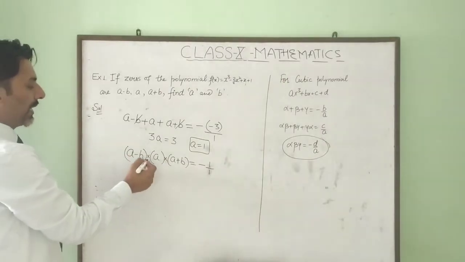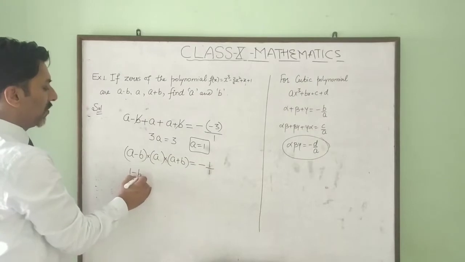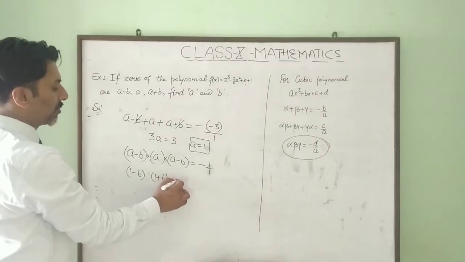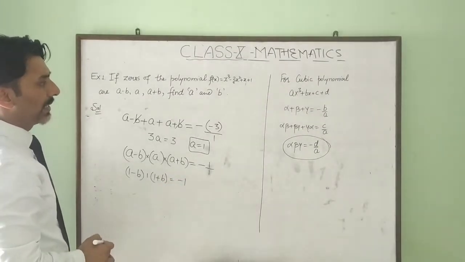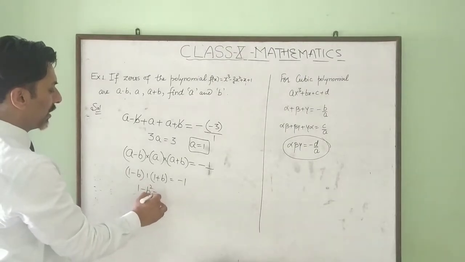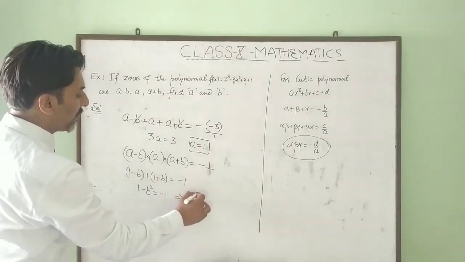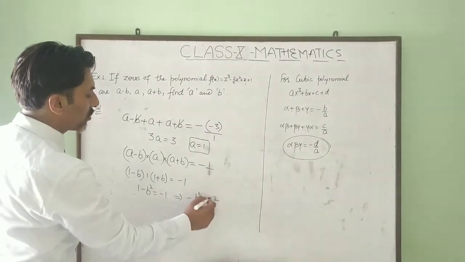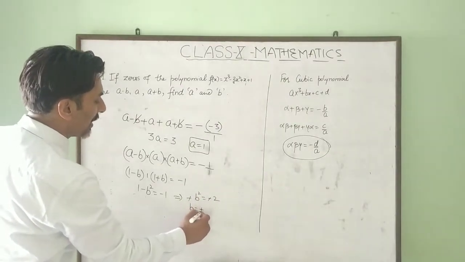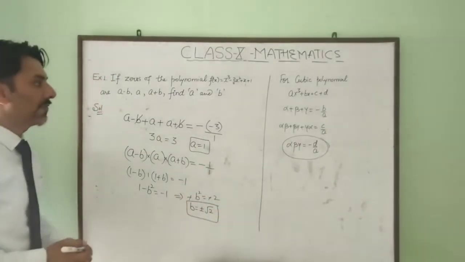Now the value of a is 1, so if I substitute a equals 1 here, I'll get (1 minus b)(1)(1 plus b) equals negative of 1. So from here you'll get 1 minus b square equals negative of 1, and from here you'll get negative b square equals minus 2, negative negative cancelled, and b equals plus or minus square root of 2. So this is how you can find the value of b.